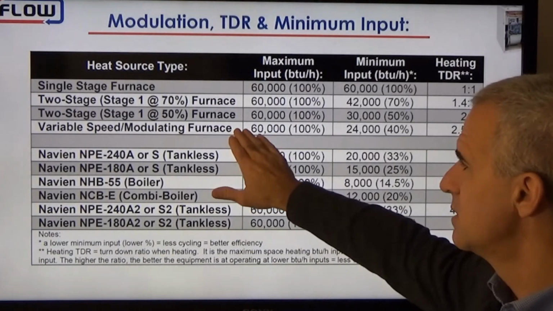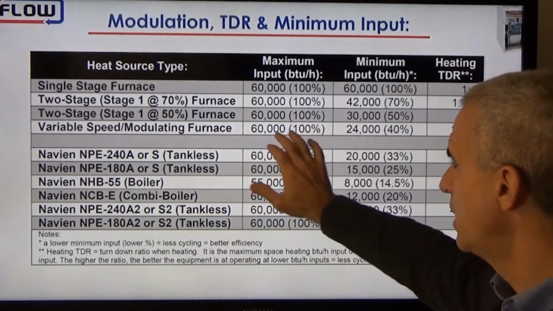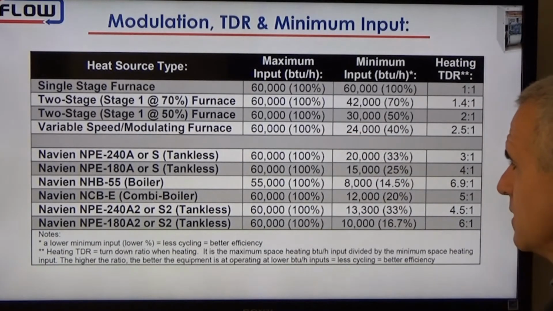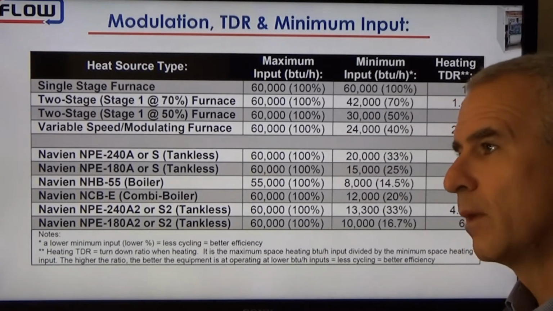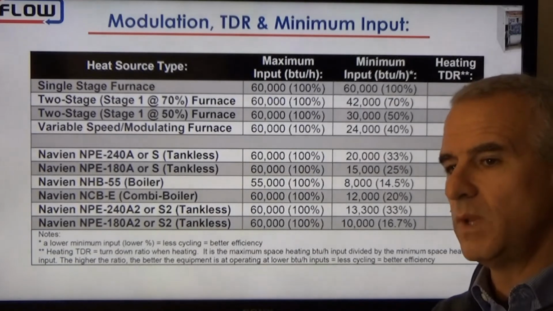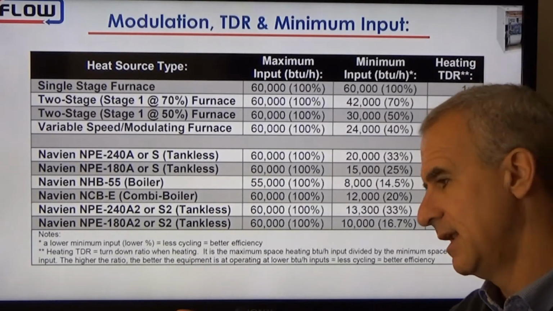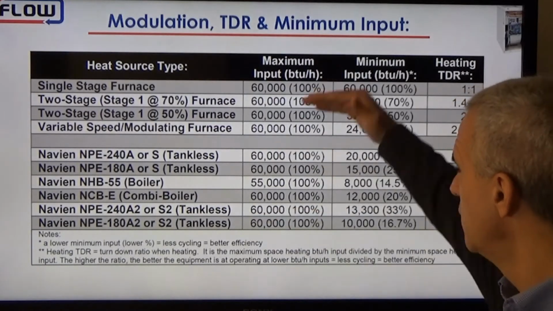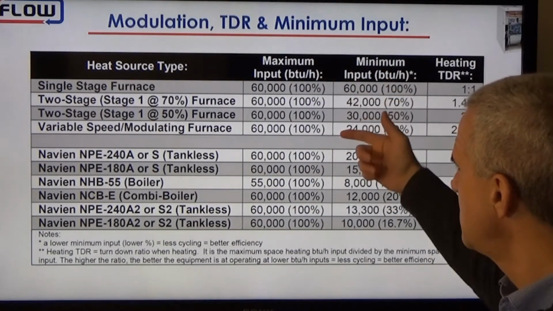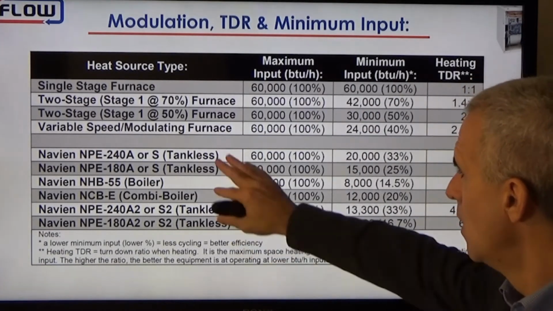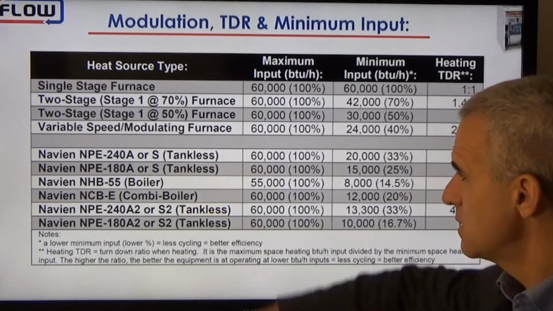This is one of the better furnaces in the market, Energy Star rated, top AFUE, and it can modulate down to 24,000 BTUs. So when we think about our curve again, when we need that very low BTUs in September, October, and again in April, we have to look at this minimum input and see how it relates to our lowest load. So then let's look at tankless options.